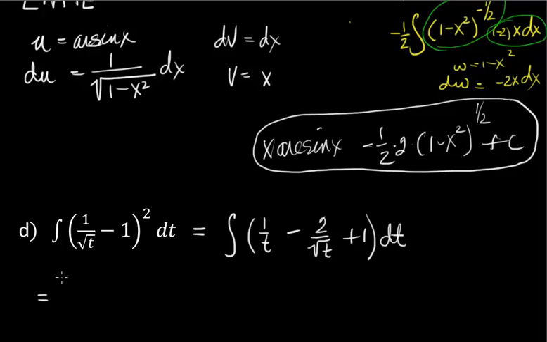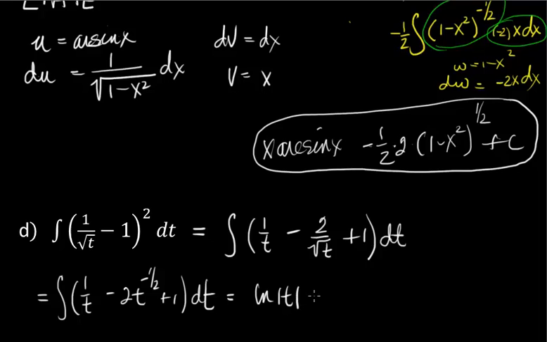So we have then the integral of 1 over t minus 2t to the minus 1/2 plus 1 dt. There's no reason to split those apart because we can just integrate term by term. The integral of 1 over t dt is the natural log of the absolute value of t minus, well, we're going to have 2 to the plus 1/2, t to the plus 1/2, raising it by 1, multiplying by 2, I'll have minus 4t to the 1/2, and the integral of 1 dt is t, and add a constant.